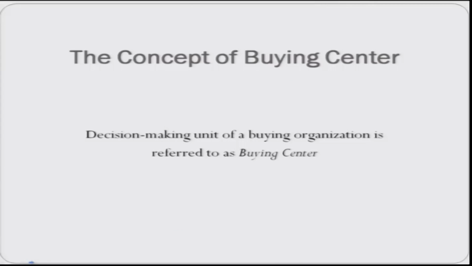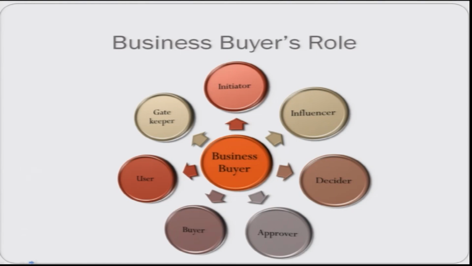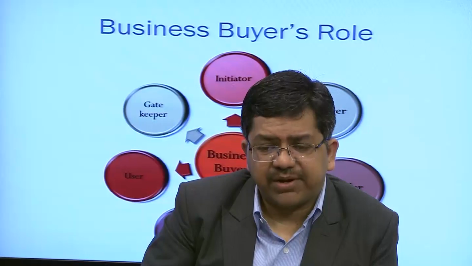So, buying center has different roles, as explained in the slide. You can see that a buying center has 7 important roles: initiator, influencer, decider, approver, buyer, user and gatekeeper. So, user is the person who actually uses or operates the product, and the initiator is the person who has the authority to initiate the purchase process. So, he is the person who can put in his request for the purchase of a particular product.